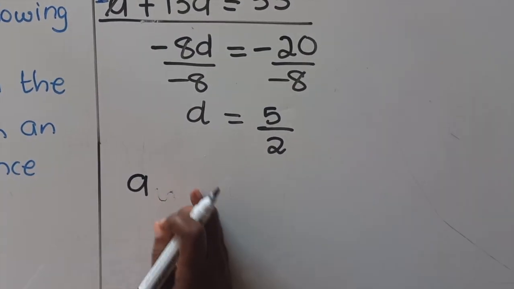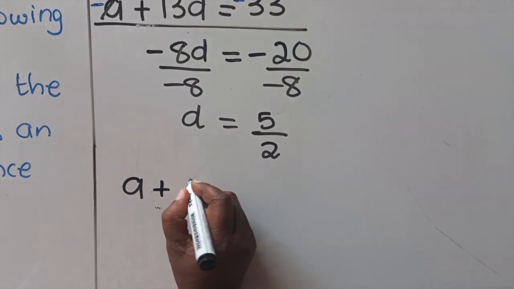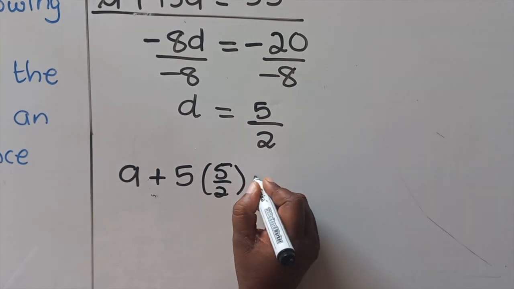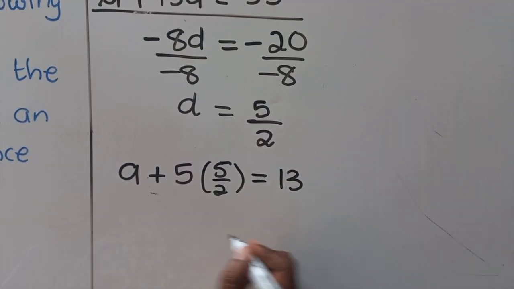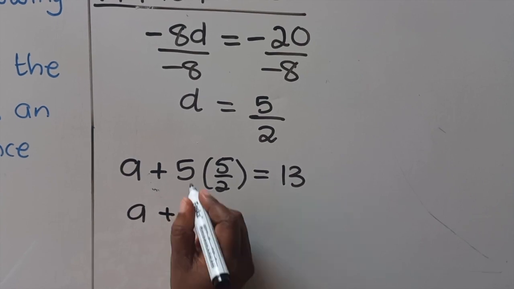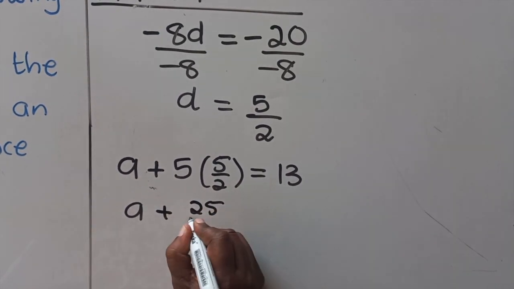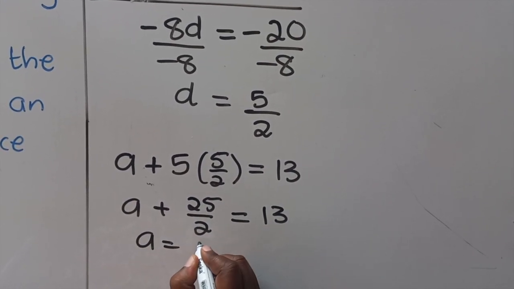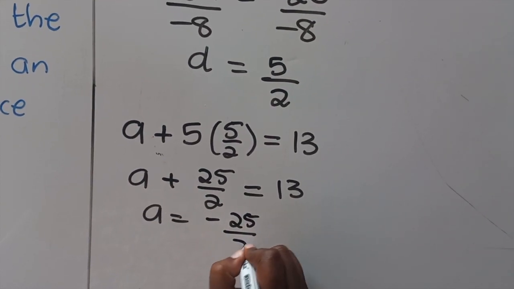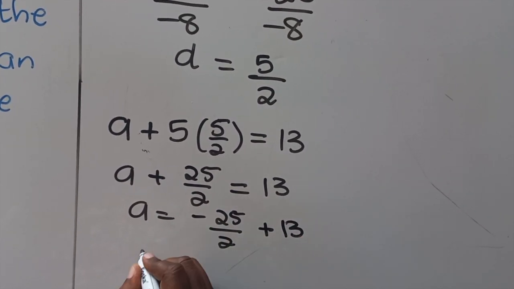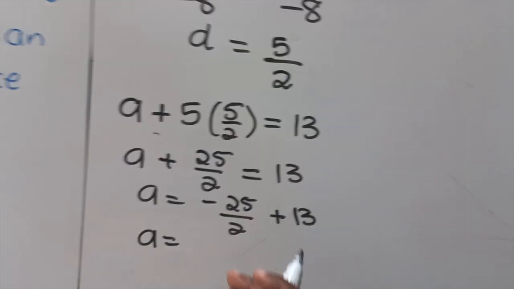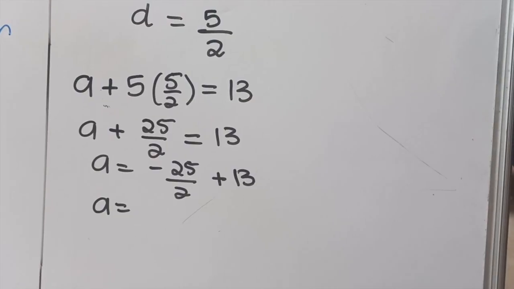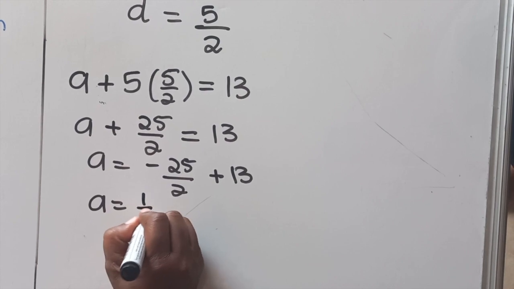So your A plus 5 times your D, which is 5 over 2, is equal to 13. A plus 5 times 5, which is 25 over 2, is equal to 13. A is equal to minus 25 over 2 plus 13. You don't need to write all these steps. You can just use your calculator. And then your A is 1 over 2, a half.